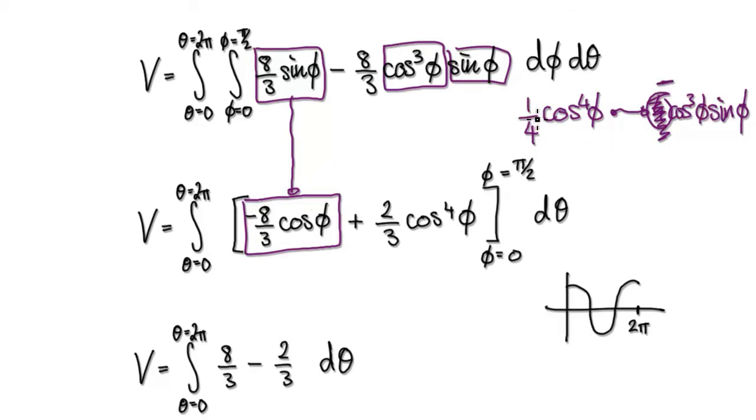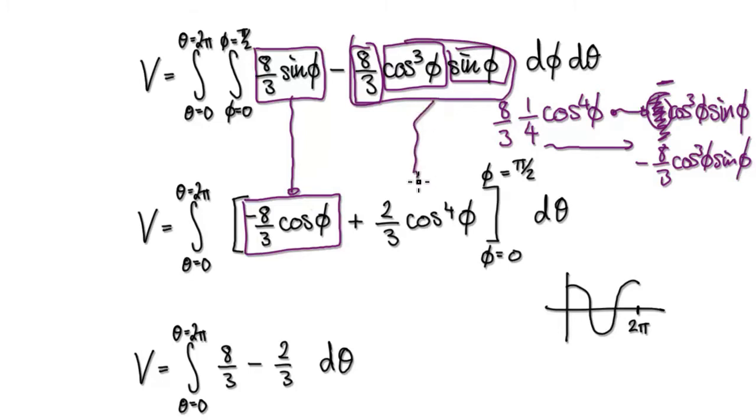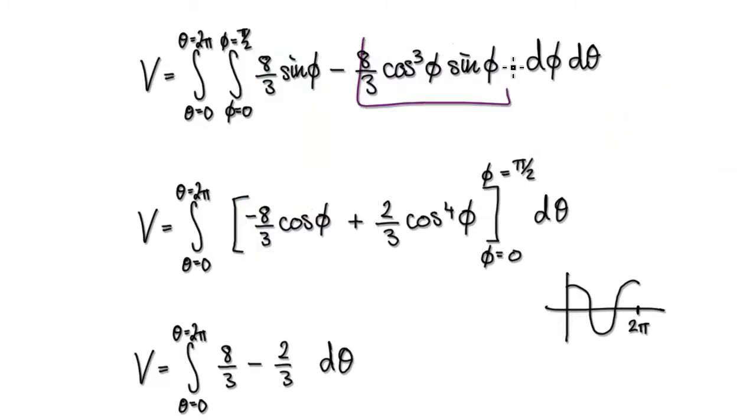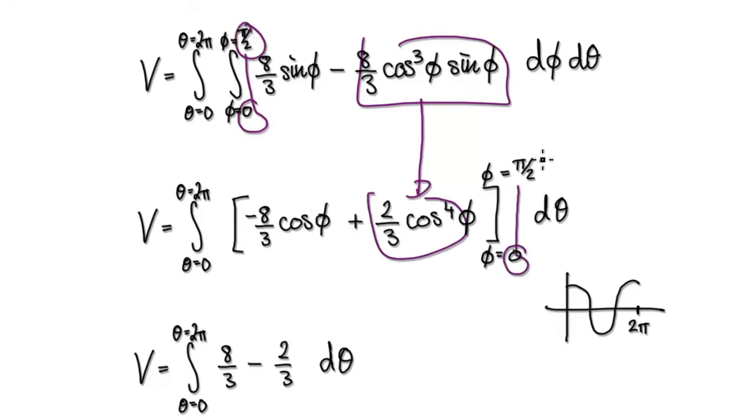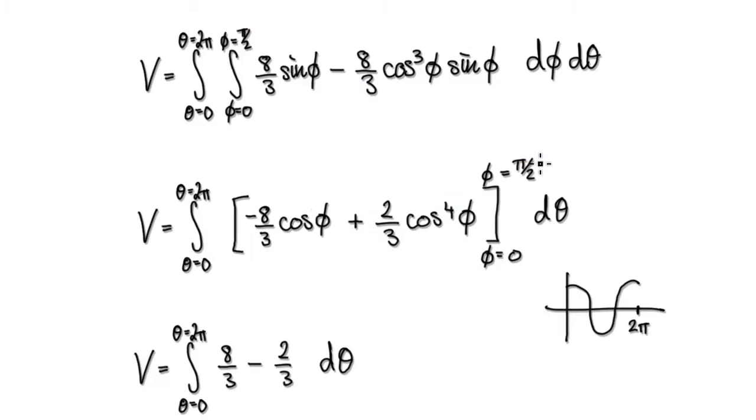And then you want this 8 over 3, so you stick 8 over 3 in there. So when you differentiate this now, it will become negative 8 over 3 cos to the power of 3 phi sine. Well, I'm expecting you to be able to integrate this. So when you integrate this, it will give you this thing here, from 0 to pi over 2.